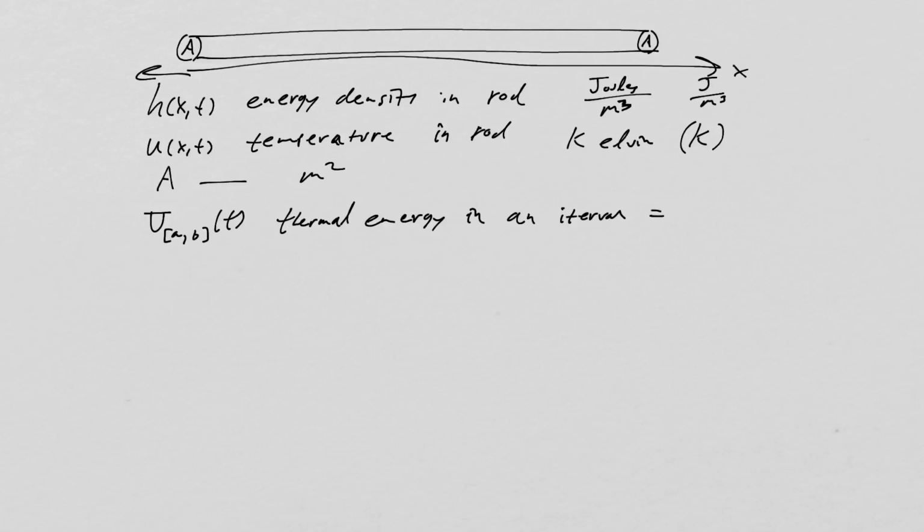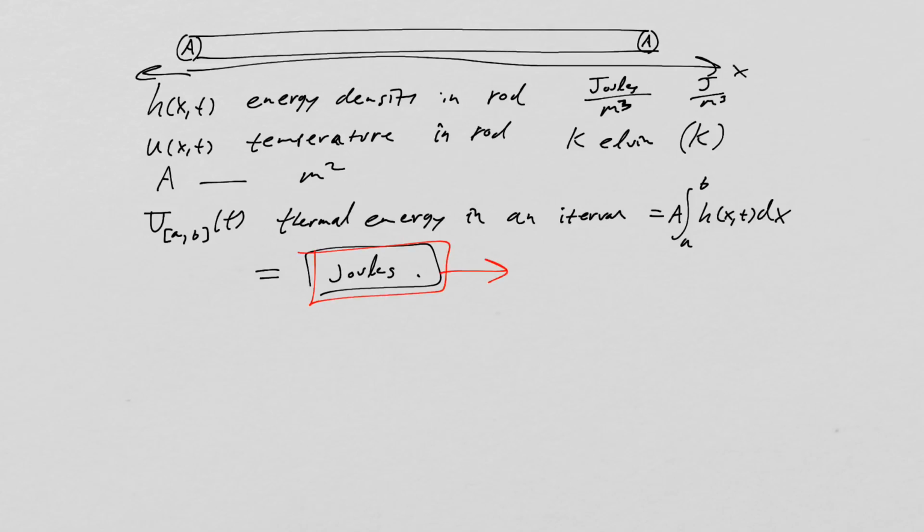And this big capital U variable, that's just going to be the integral from A to B of our energy density, like that. But we're going to do one more thing. We're going to multiply by that cross-sectional area. So this will have units of just joules. Okay? So, of course, joules is really important because this is conserved. So energy is conserved. Energy is a conserved variable.